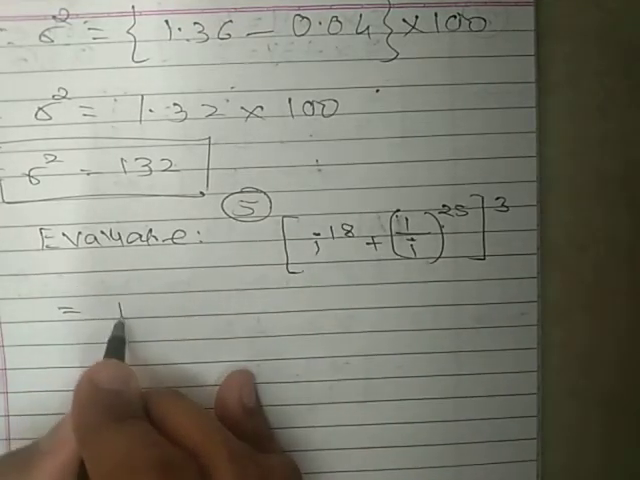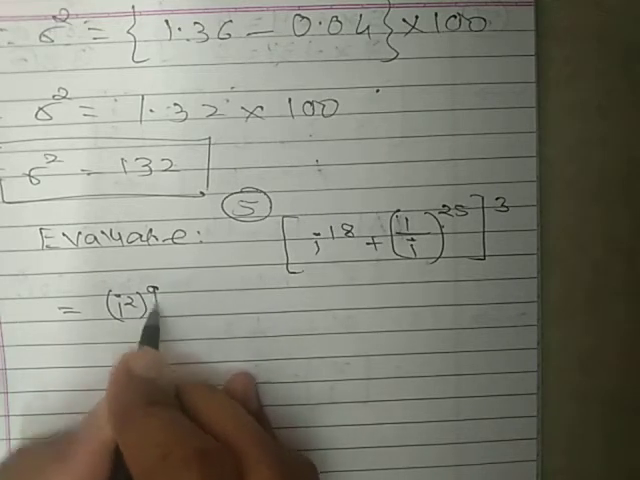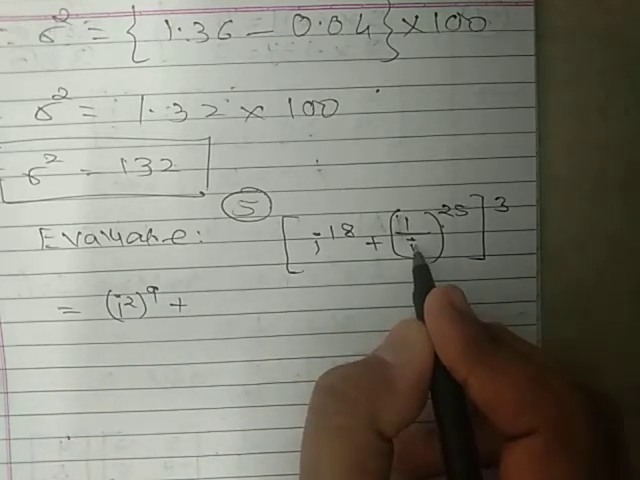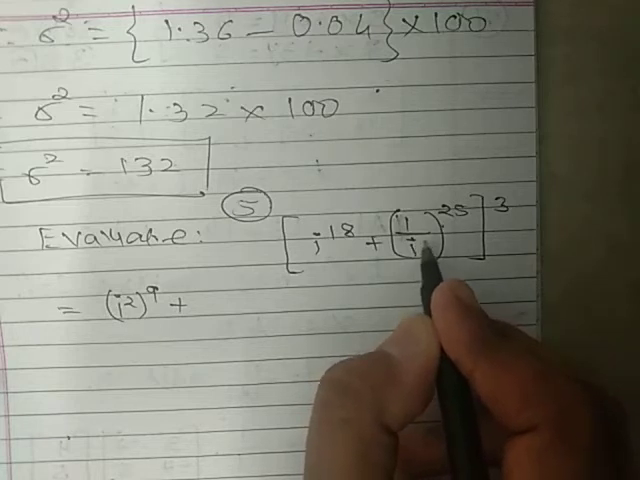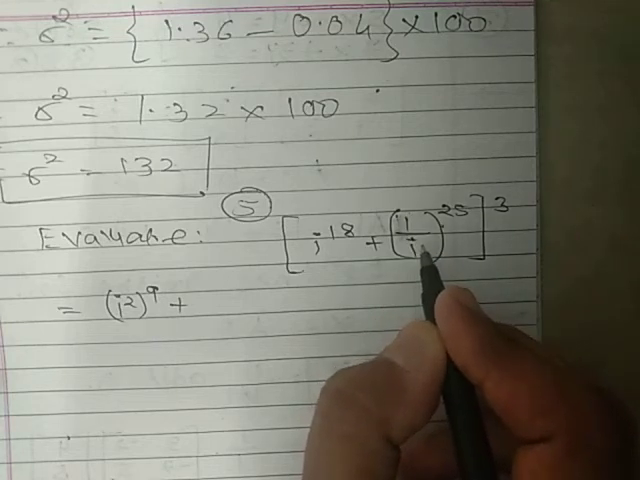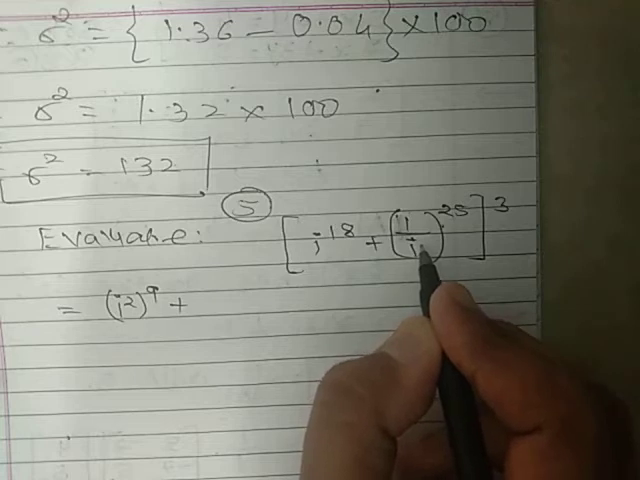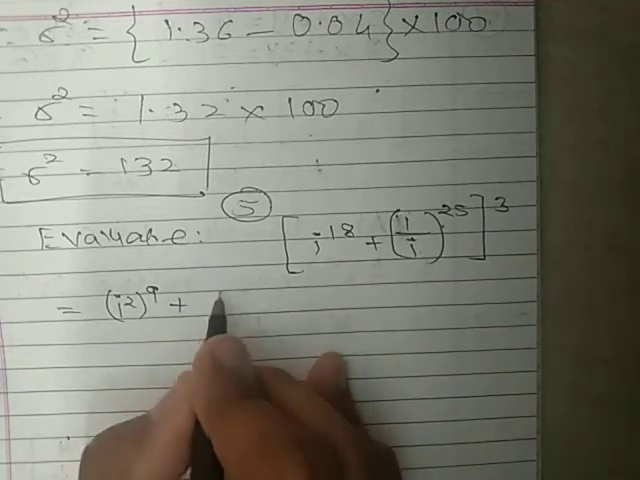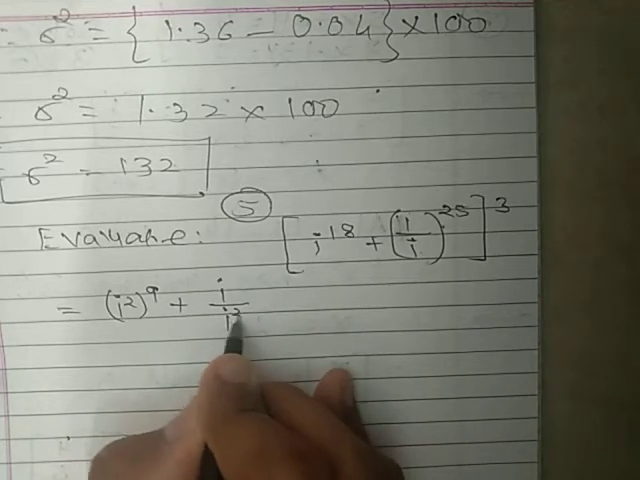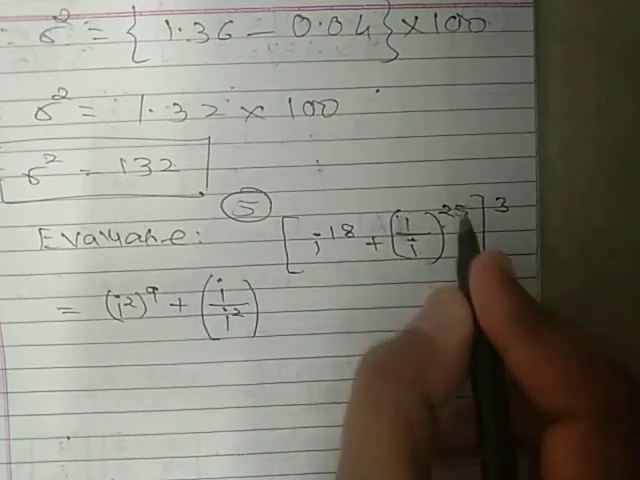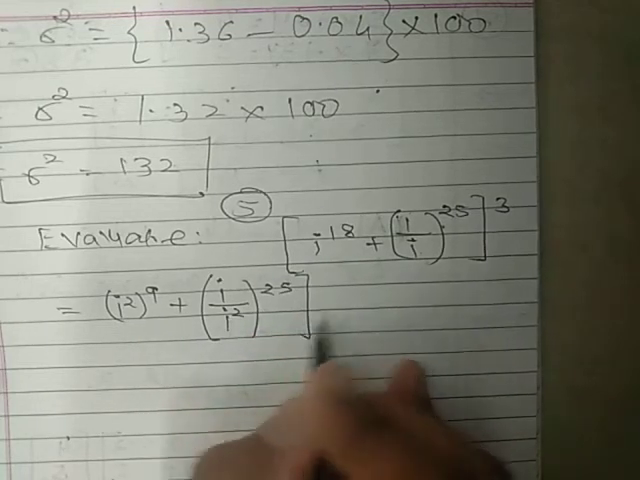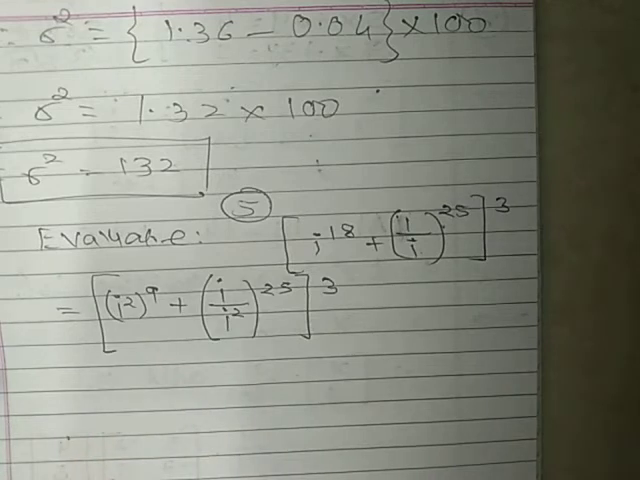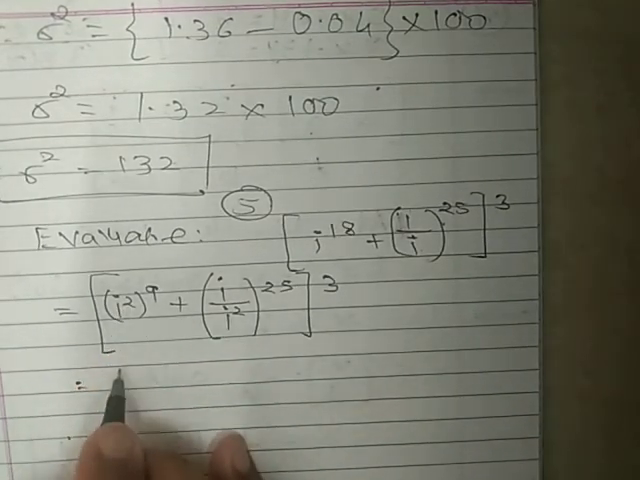i^18 means (i^2)^9, plus 1 upon i, where the denominator i has power 1. 1 is an odd number, therefore multiply and divide by i. When the denominator is an odd power of i, again I will repeat, then multiply and divide by i. Then i to multiply, i^25 to divide, whole raised to cube. Now we know that i^2 equals minus 1.